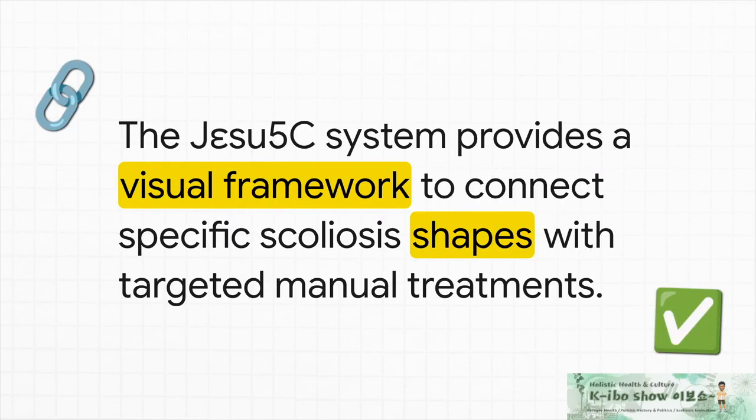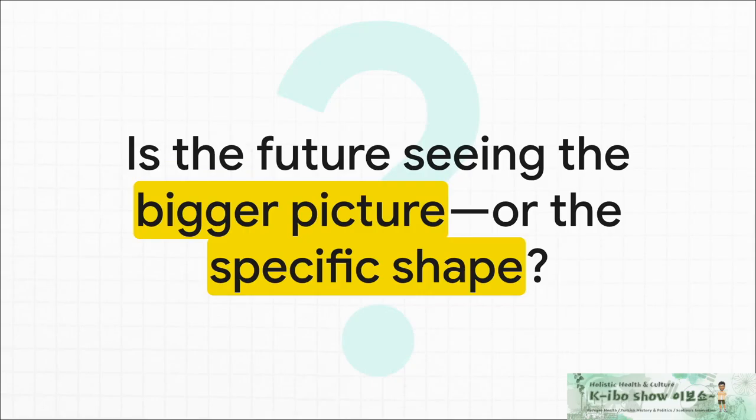So, if we boil it all down, the JESU5C system is so much more than just a new set of labels. It's a visual framework, it's a blueprint that creates a direct, logical connection between the specific shape of a person's scoliosis and the targeted, hands-on treatment designed to fix it. And that leaves us with a pretty compelling question to chew on. Is the future of scoliosis treatment about looking at the big picture, or is it really about zooming in on the specific shape? This system makes a very strong case that the true key to unlocking correction lies in understanding the unique pattern of the curve itself.